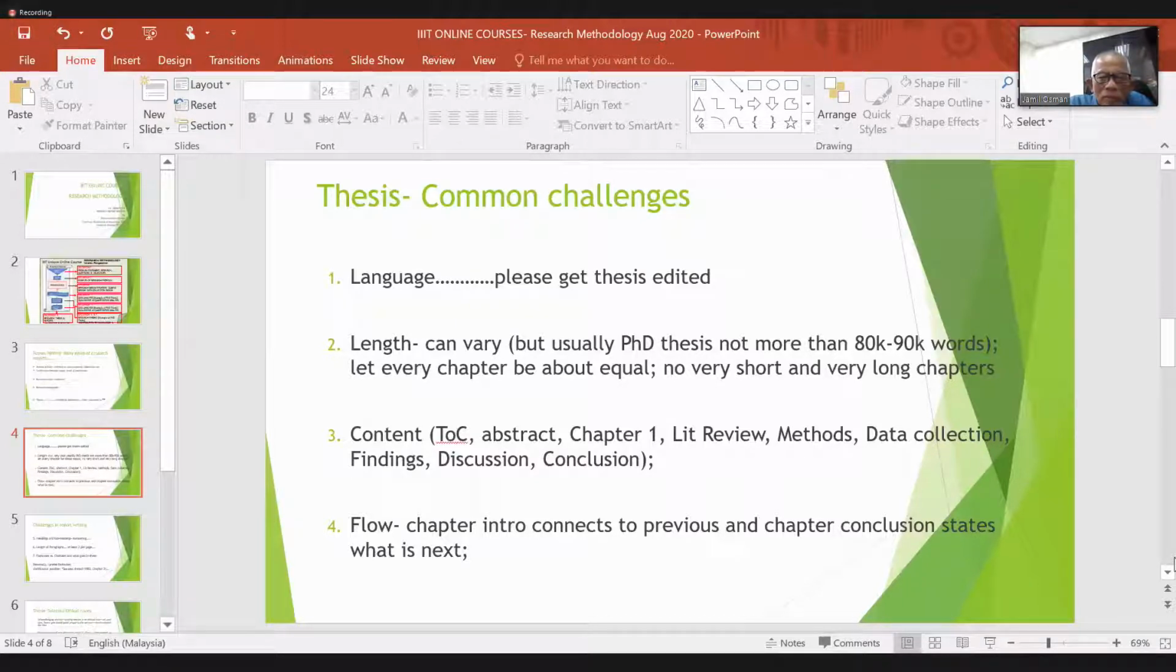What is important in all these chapters is something which sometimes some don't give enough attention, and that's the flow. From one chapter to another chapter, the flow needs to be there, right? And I learned this from my supervisor when I was doing my PhD.